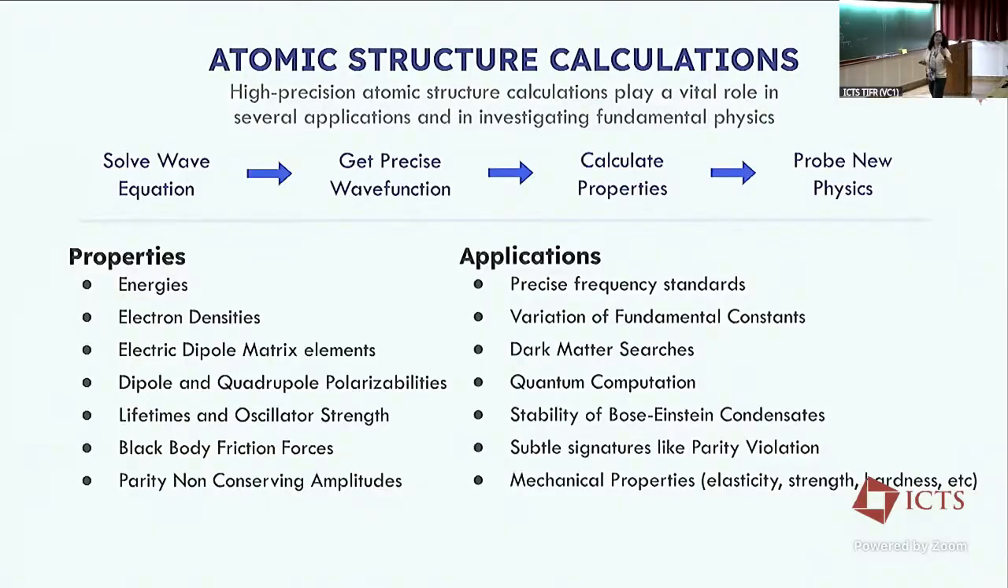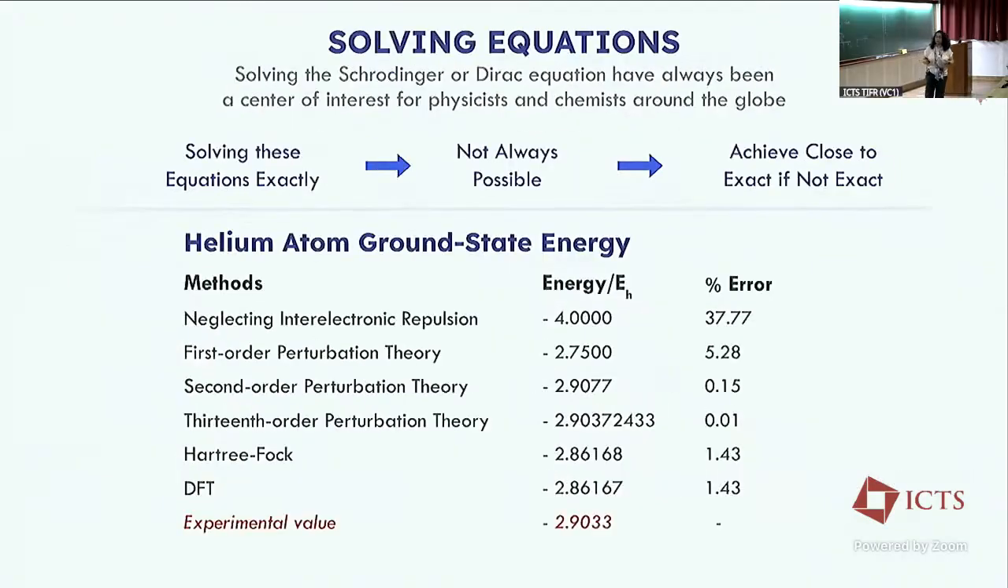We as atomic physicists are interested mostly in properties like energies, electric dipole matrix elements, polarizabilities, lifetimes, oscillator strengths, and so on and so forth. So the idea is to solve the wave equation, which could be a Schrodinger equation or a Dirac equation, depending on your requirement, like you need non-relativistic results or you want relativistic results. And it's not always possible to solve these wave equations exactly. So what we try to do is we try to achieve close to exact, if not exact, results using various methods. For example, this table here shows the helium atom ground state energy calculated using various methods.